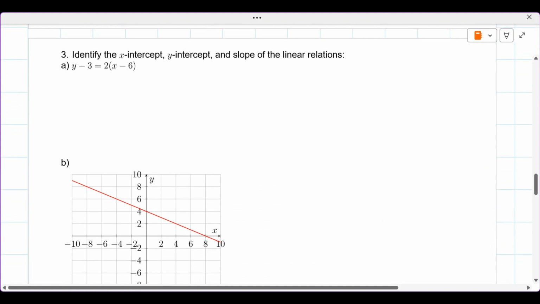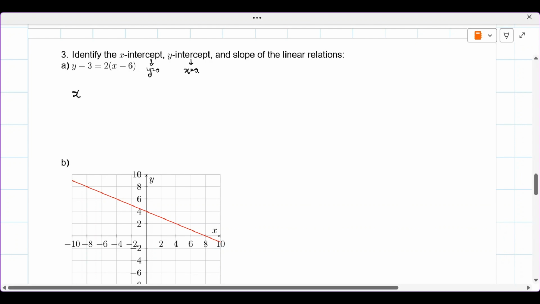Question number 3. Identify the x-intercept, the y-intercept, and the slope of the linear relations. So first thing, I'm going to find the x-intercept. How do you find the x-intercept again? You find the x-intercept by putting y equals 0. And you find the y-intercept by putting x equals 0.